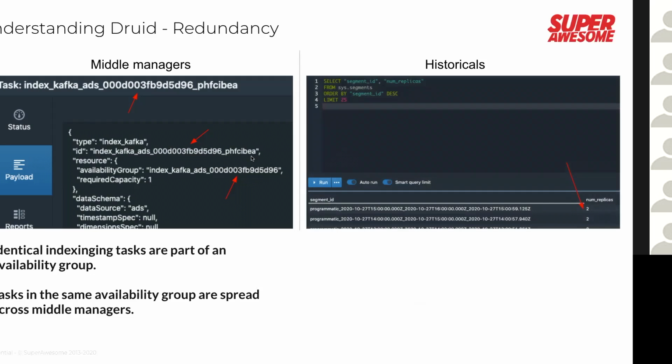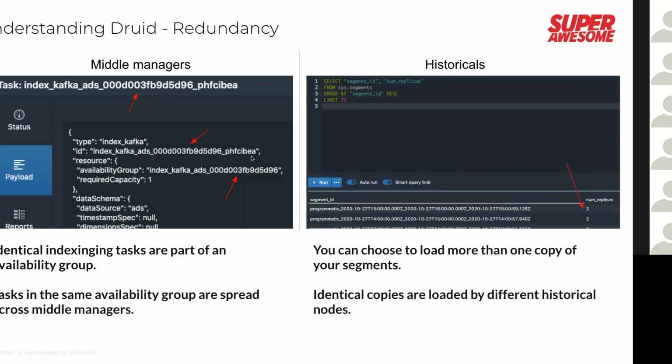And in the historicals, you have something similar. You can configure Druid to keep more than one copy of the data on the historical nodes. And those different copies of the segments will be spread across different historical nodes, so that if you lose one historical node, you can still query all the data.